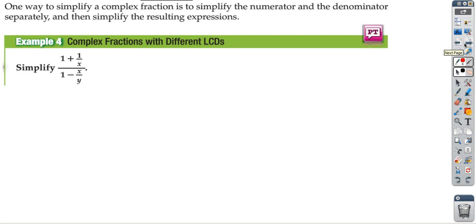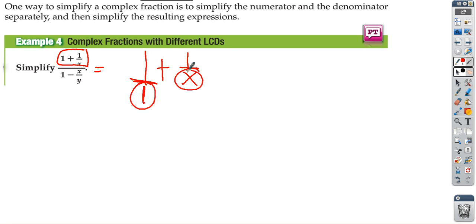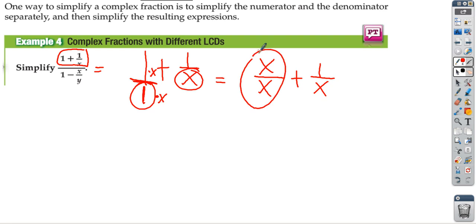Complex fractions are fractions over other fractions, and then with different lowest common denominators. Let's start with this side right here. We need a common denominator for 1 and x. That 1 as a fraction, by the way, is 1 over 1. So what's the common denominator of those? Well, the one on the left is missing an x. So if I multiply the top and bottom by x, I could write that as x over x plus 1 over x. And hopefully that makes sense. What does x over x equal? It equals 1. Okay, so this can now combine to x plus 1 over x.